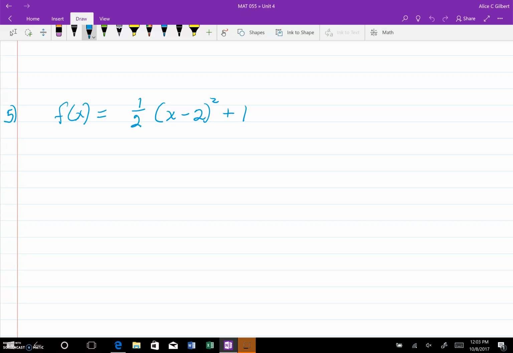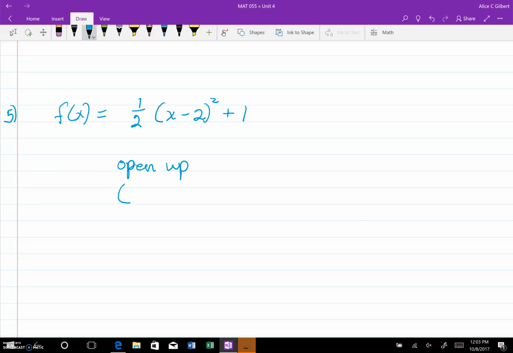So let's finish both this section and these examples and this unit with this one last example. First thing we want to know, does it open up or down? Well, the sign in front here is positive, so it's going to open up. Now we need our vertex.